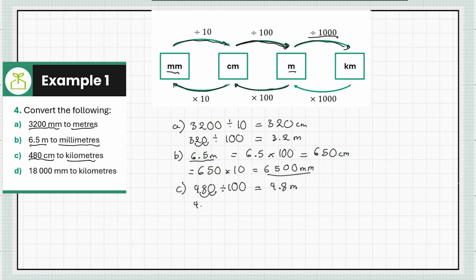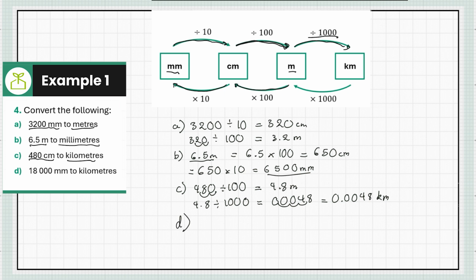Now to go from our meters to our kilometers, we need to divide this further by 1,000. So we can do 4.8 divided by 1,000. Now in order to do this, we're going to need a few more zeros out the front. So let's just put 3 out here, and we're going to move our decimal place 3 spaces, once, twice, 3 times. So this is going to be equal to 0.0048 kilometers.